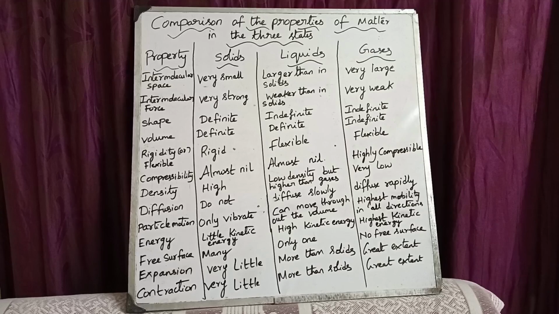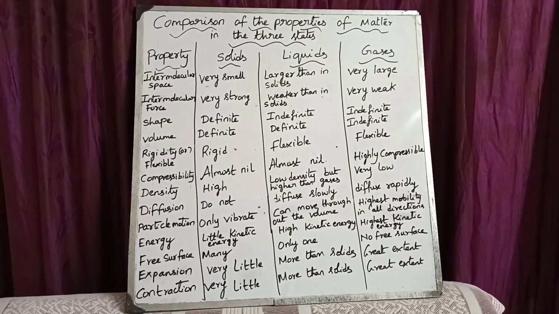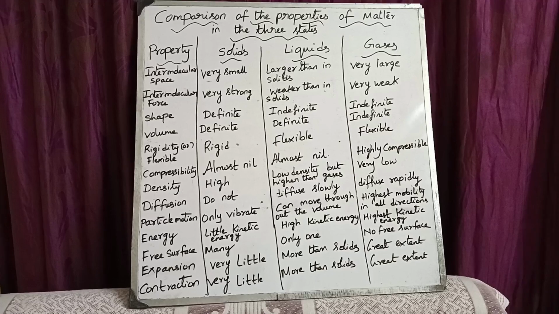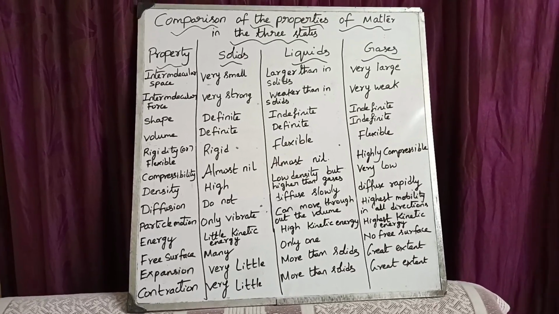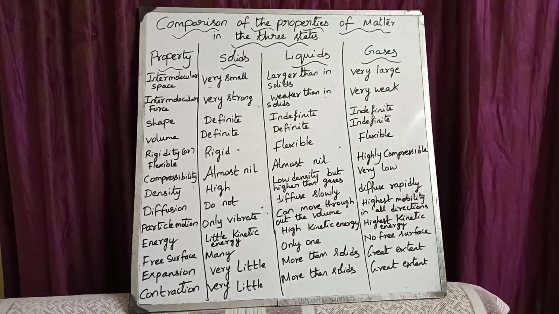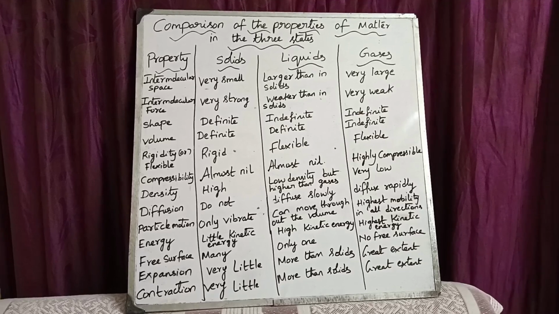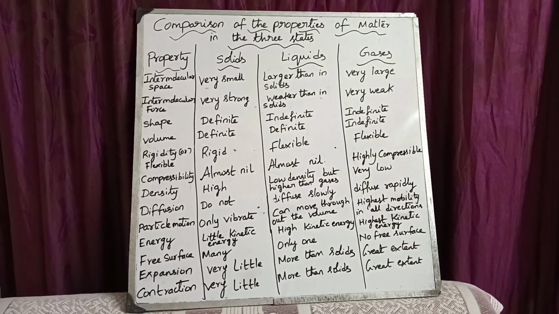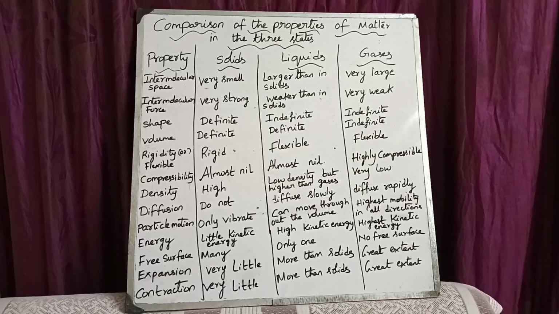The next one is free surface. Solids have many free surfaces, but liquids have only one free surface. Gases have no free surface at all. When you come to expansion, solids expand very little, liquids expand more than solids but less than gases. Gases have a greater extent of expansion. When you come to contraction, solids have very little contraction, liquids more than solids, and gases a greater extent.